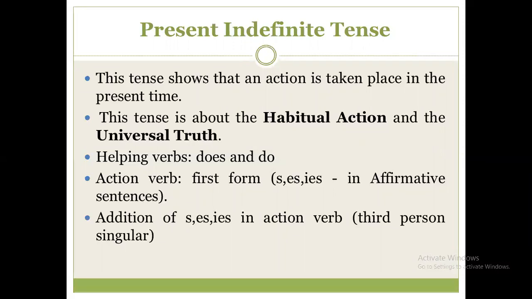The helping verbs of present indefinite tense are does and do, which help us make clear that yes, this is the present indefinite tense, and the action verb form will be the first one, with the addition of S, ES and IES in just affirmative sentences when we are having third person singular subjects. With third person singular subjects, we always use S, ES or IES with the first form of verb in positive sentences, neither in negative sentences nor interrogative ones.